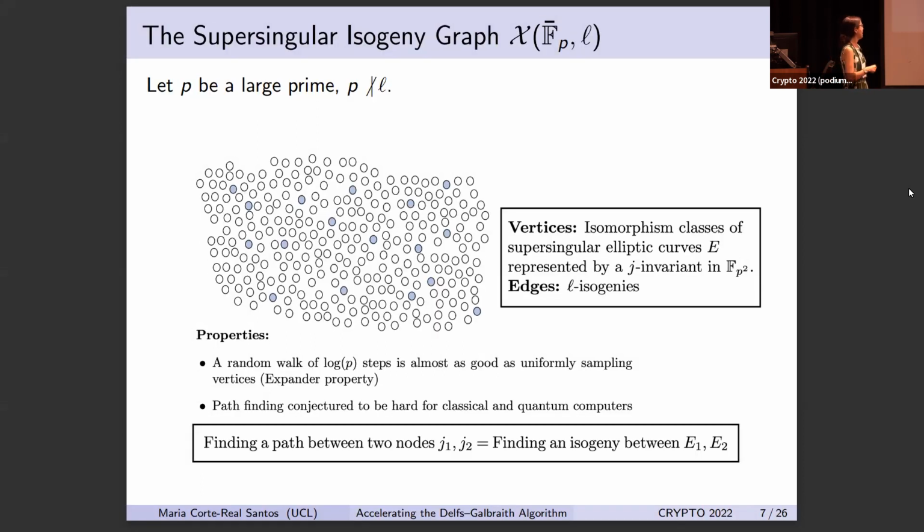And as I said before, finding a path between two nodes in your graph is the same as finding an isogeny between the elliptic curves represented by the J invariants. And just a point of clarification, we normally just consider the set of vertices, and we move in between the different L isogeny graphs. So sometimes we'll take steps in the two isogeny graph where we walk along the edges represented by two isogenies, and then we'll switch between graphs with different L's. But our node set will always stay the same.